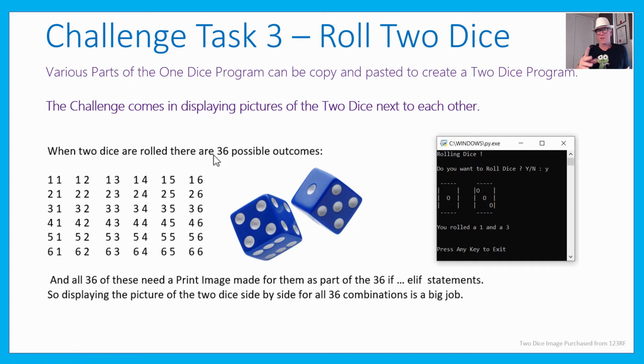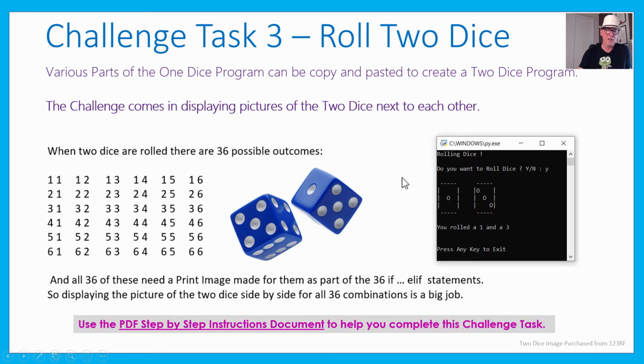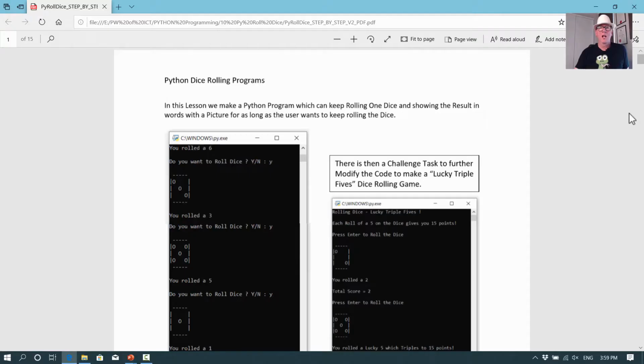When we rolled 1 dice, there's only 6 possibilities. You get a 1, 2, 3, 4, 5, or 6. When you roll 2 dice, there's 36 possible outcomes. You get a 1 and a 1, a 4 and a 2, a 3 and a 5, and a 6 and a 6. So altogether, there's 36 different possible outcomes. So it really pumps up how many different drawings you're going to have to make and display in the output, okay? So let's go over to the PDF step-by-step instructions and get started with the lesson and get on with it.